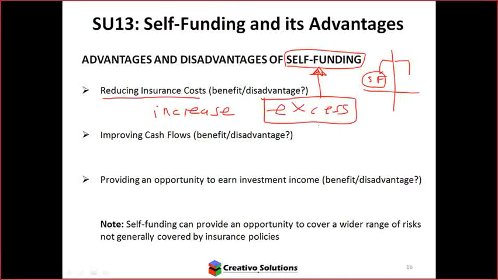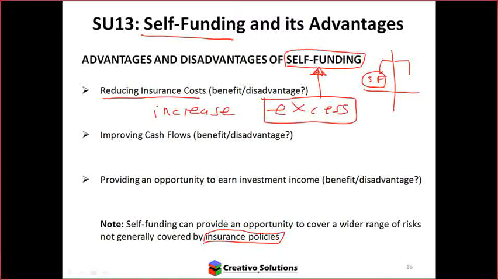All right, so just a note here at the bottom, self-funding can provide an opportunity to cover a wider range of risks generally not covered by insurance policies. That's a consideration for self-funding. In this particular topic, or in the topics that follow from chapter 13 or study unit 13, all focus on self-funding. Earlier we spoke about damages that were sustained during an earthquake. If I had a self-funded account that we kept paying towards, that grew and grew and grew, would you be able to self-fund damages from an earthquake?